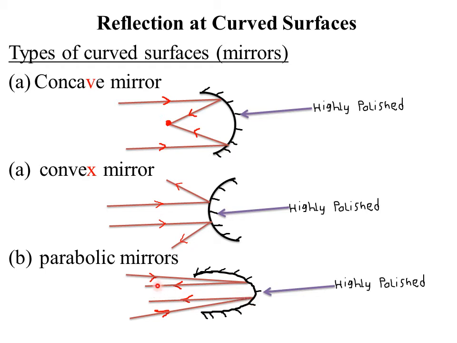So the first difference between parabolic mirrors and concave mirrors is that concave mirrors are made from spheres, whereas parabolic mirrors are cut or made from a cone. The second difference is that for concave mirrors, the incident rays, after getting reflected on the surface, are converged to a common point. Whereas for parabolic mirrors, the reflected rays emerge parallel to each other.